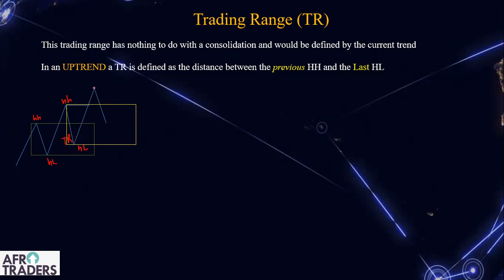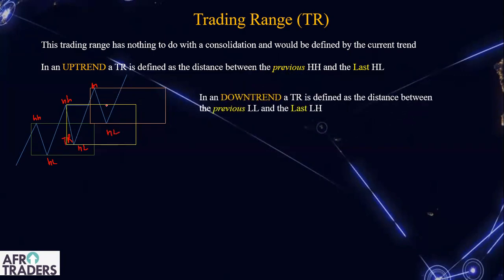Again, we are looking at this higher high, a new higher high has been formed. Price has traded above the previous higher high, so we have a new higher high. If you break that higher high, then we are looking at the distance between this higher high and this higher low as the new trading range. So we are looking at this area.